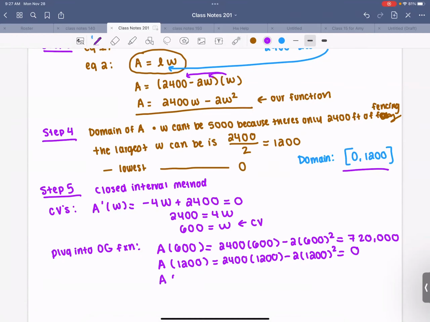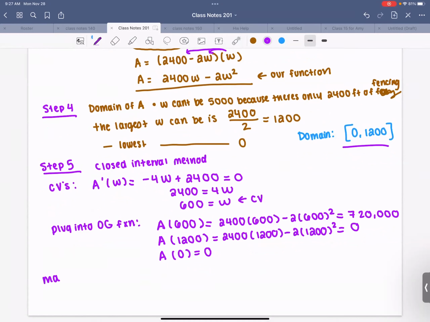Okay, and what do you think A of 0 is going to be? 0. Good. All right. So we're looking for the maximum. We're not really looking for the minimum. You can do that, but the maximum value is, well, 720,000, right? So that's the absolute max of my function.